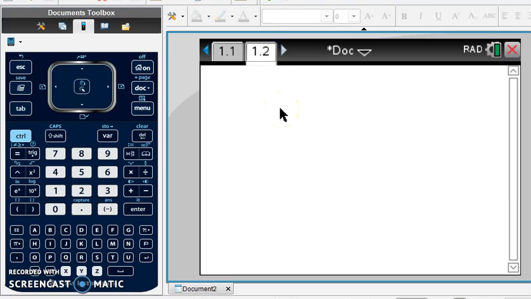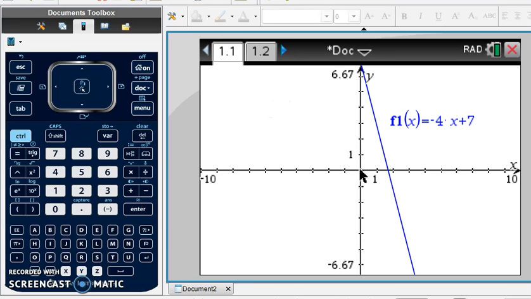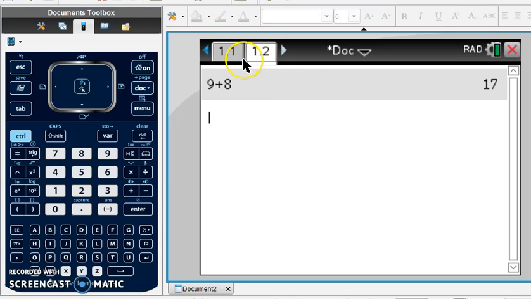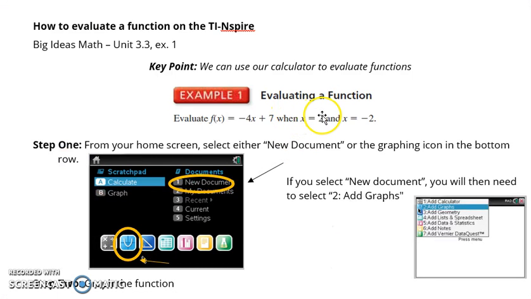And this is now a calculator screen, so I could do 9 plus 8 or something, it does calculations. But I want to do calculations that relate with my previous function, the f1 of x, and that's why I included a calculator. Now these two pages, the calculator knows that they are connected. So in my original problem, they asked me to find when x equals 2. That means I need to substitute 2 into the x.